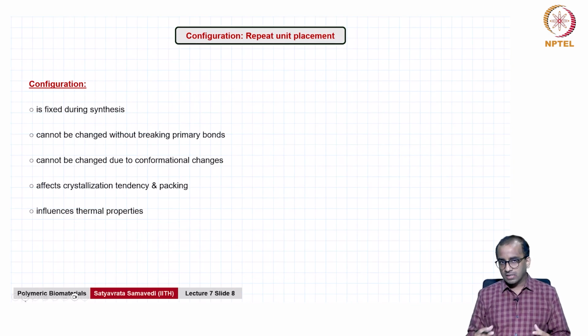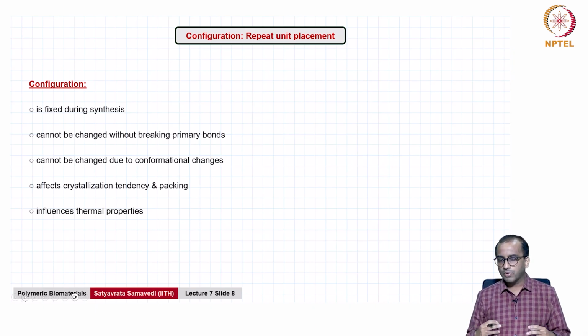Now that we have looked at the chain itself, N group, side group and copolymer, we will now move on to a very important concept in polymers called configuration, which again relates to the chain and the relative placement of different groups along the chain. Configuration can take many different dimensions, and we will look at a few dimensions in today's lecture.